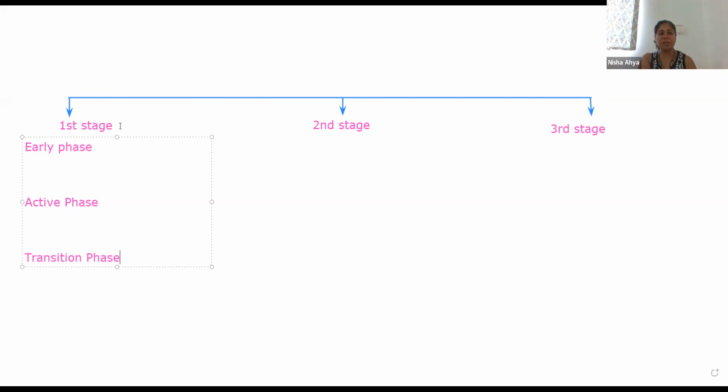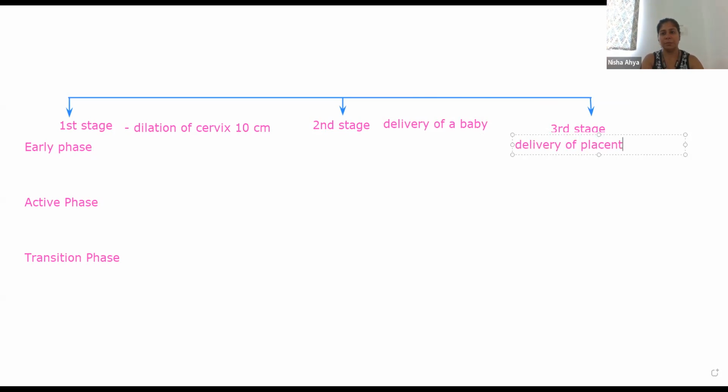Okay, the first stage of labor is associated with the dilation of cervix to 10 centimeter. The second stage of the labor is associated with the delivery of a baby. And the third stage of labor is associated with the delivery of placenta.